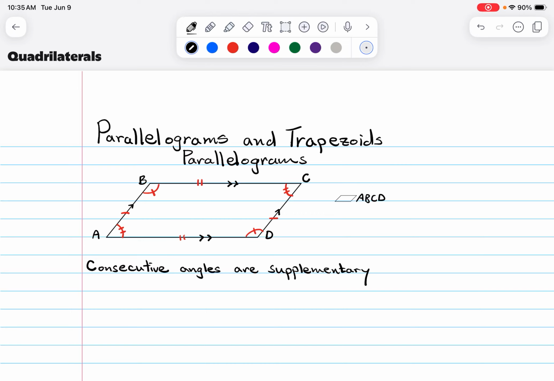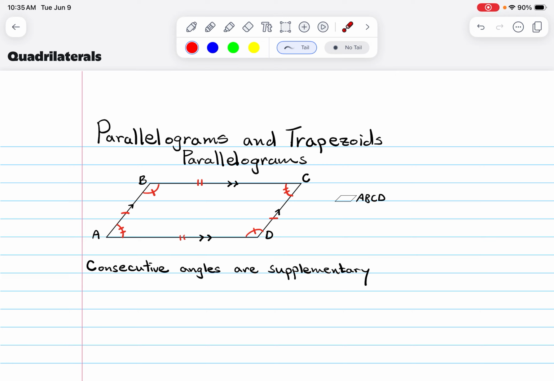Now we're going to talk about a couple of types of quadrilaterals, parallelograms and trapezoids. We start off with parallelograms. Now I've got a parallelogram drawn here, and you'll notice that you have two sets of parallel sides. That's what makes this a parallelogram. Notice this side is parallel to this side, and this side is parallel to this side. That right there is a parallelogram.